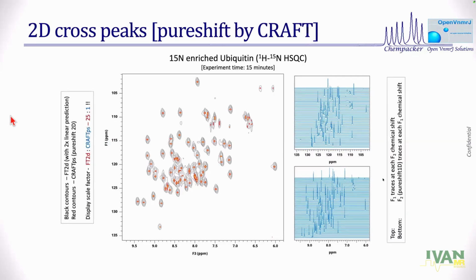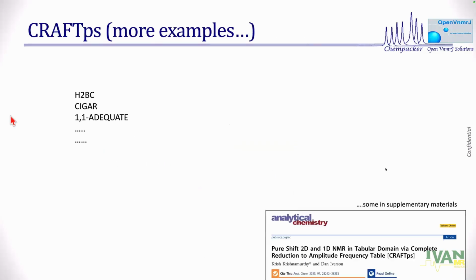I wanted to go back and show you the ubiquitin. The red dots I showed you are actually CRAFTps from the same data, the same 15-minute data. And these are your N15-edited, or N15-sliced, proton pure shift. Needless to say, that's N15 pure shift, but this is at every individual N15. Think of this as a 25 to 1 vertical scaling factor in order to keep them in place.